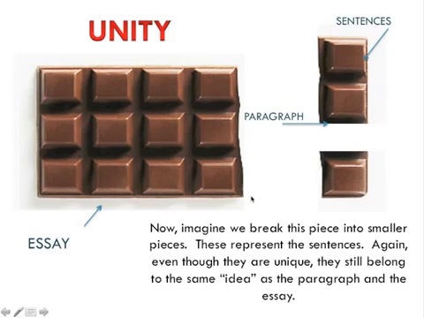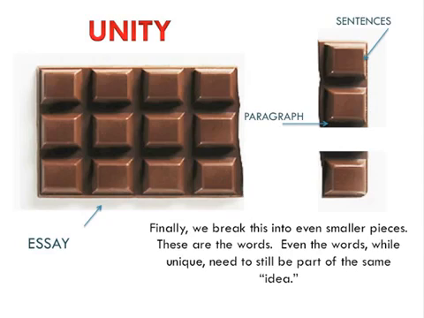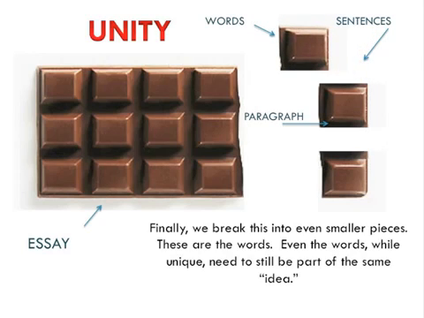So I hope this visual image helps a little bit. The importance of unity is we want everything to talk about the entire essay. But as we look closer and closer, we also want everything to be relating to the paragraph that it's in as well. If we break it into even smaller pieces, then of course we have words. And even the words, while they're unique, still need to be part of the same idea. So everything needs to be around the idea of the thesis, and of course focusing more specifically on the paragraph, the sentences, and even the words that we choose.